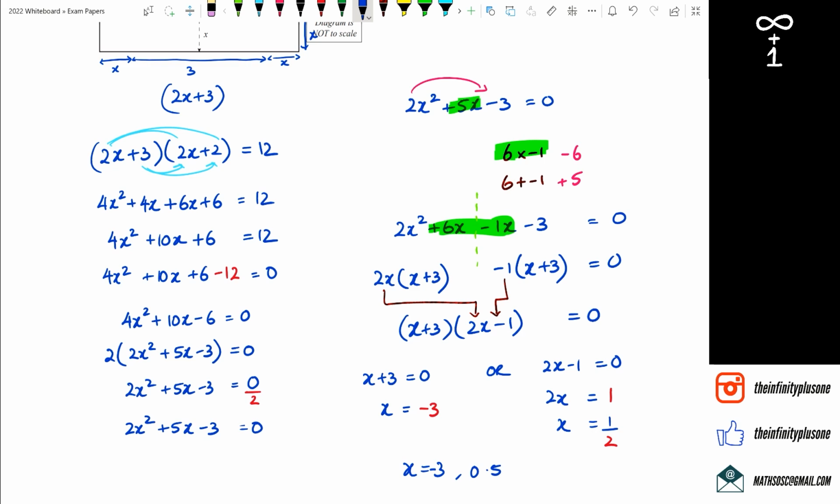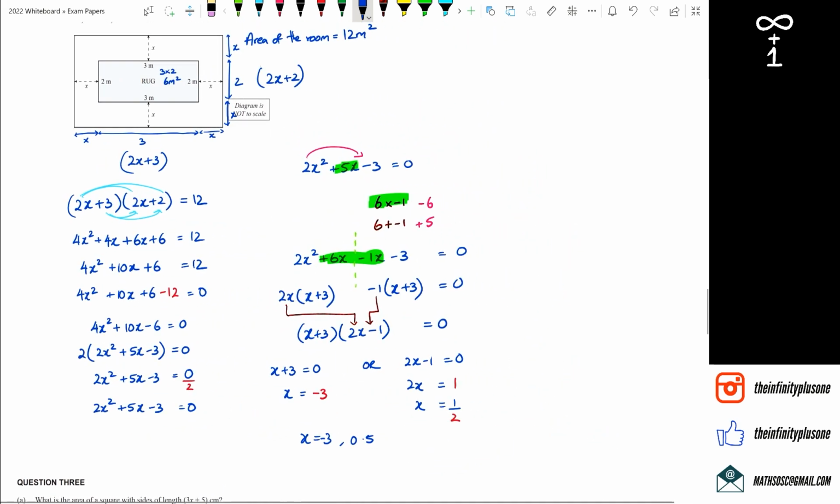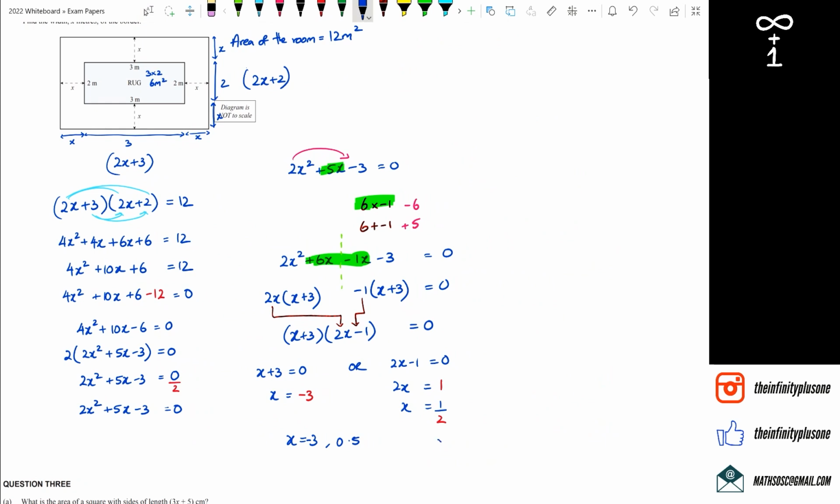But the thing is, if you go back to that diagram, that rectangular room, x can't be negative, because it is a measurement. It's a unit of length, so therefore x is equal to 0.5. And I think you can actually put down 0.5 meters if you want to. And for excellence, you actually have to mention the correct positive solution, with evidence that the correct negative value is disregarded. So you've got to actually mention that x can't be negative or ignored or whatever to get the full grade of excellence.